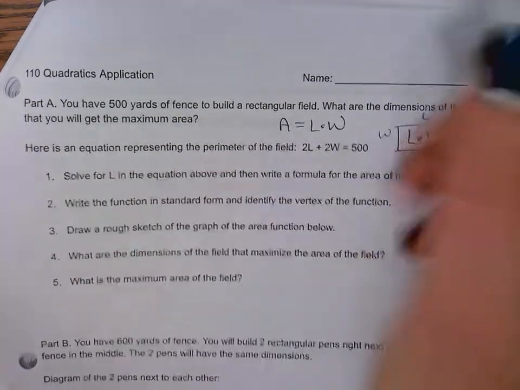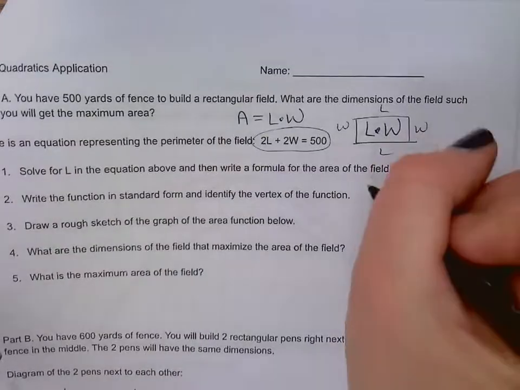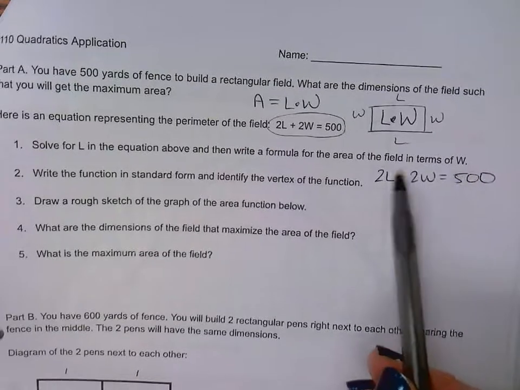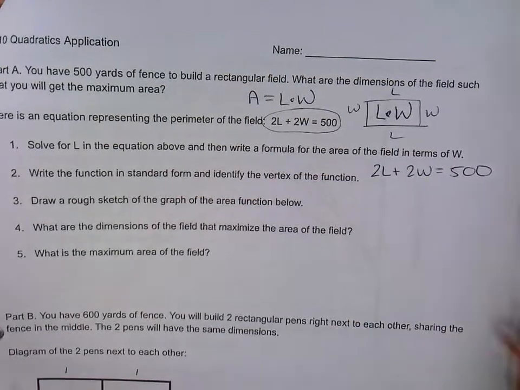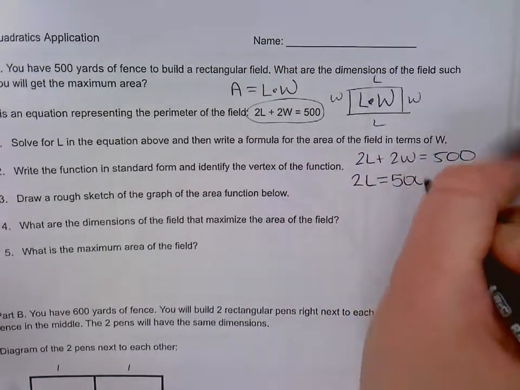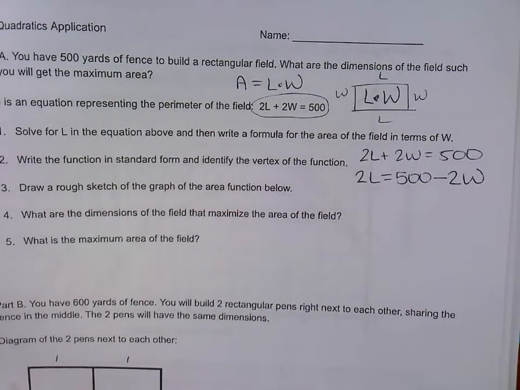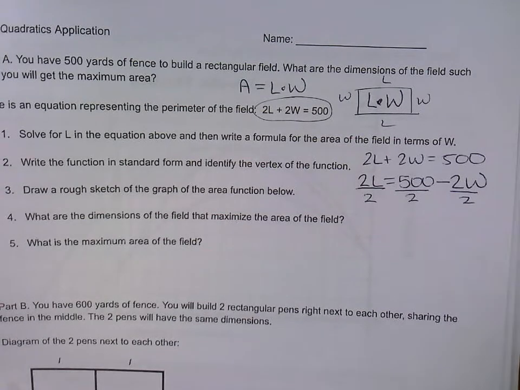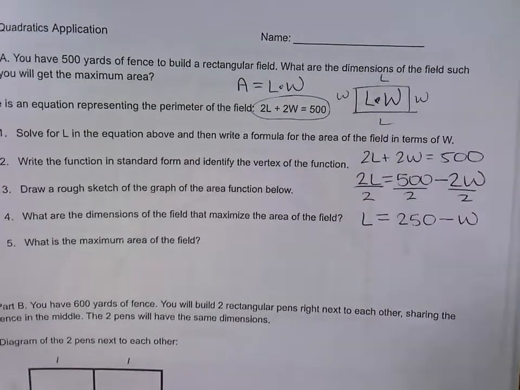So how would I go and get L by itself? I didn't leave you a whole lot of room. So if I have 2L plus 2W equals 500, what would be my first step to get L by itself? Yep, minus the 2W to the other side, right? So 2L equals 500 minus 2W, because those are not like terms. And then what would be the second step? Right, divide everything in the equation by 2. So I have L is equal to 250 minus W. So I just got L by itself.